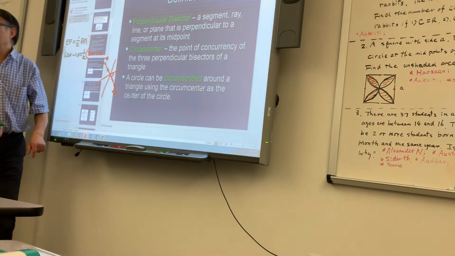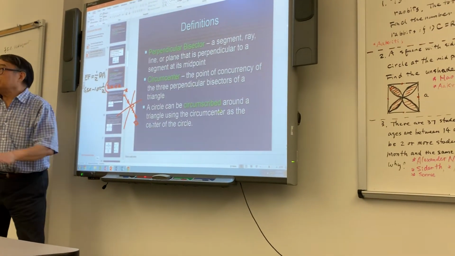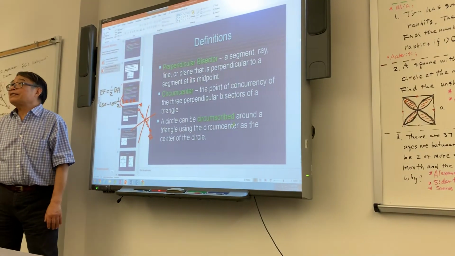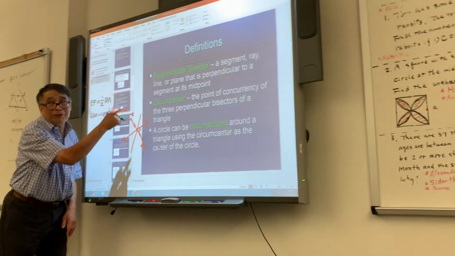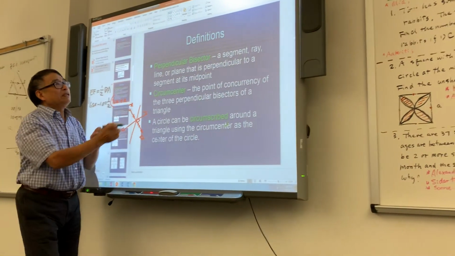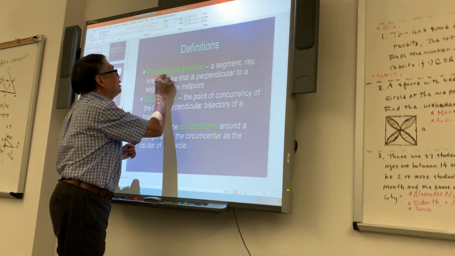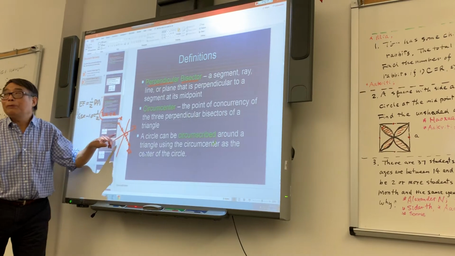If perpendicular bisector. This is a bisector, not perpendicular. Do you understand, please? A perpendicular bisector may be a ray, maybe a line, maybe a segment, whatever. Two things. First, it must be perpendicular. Second, it bisects. Goes through the midpoint. Yes?